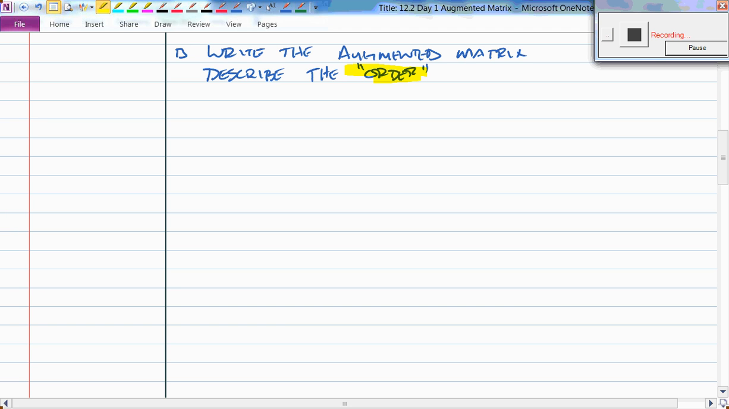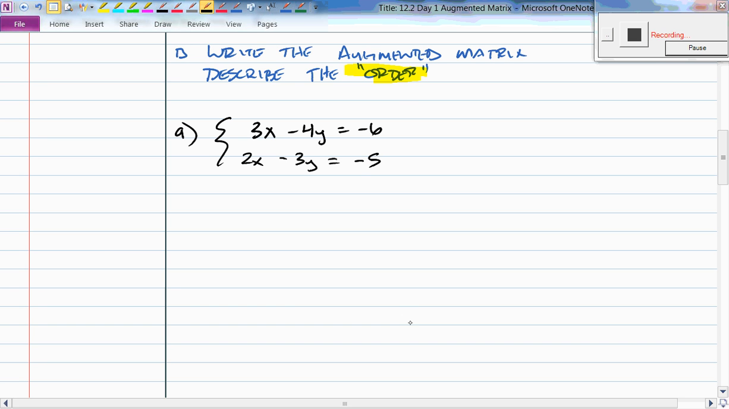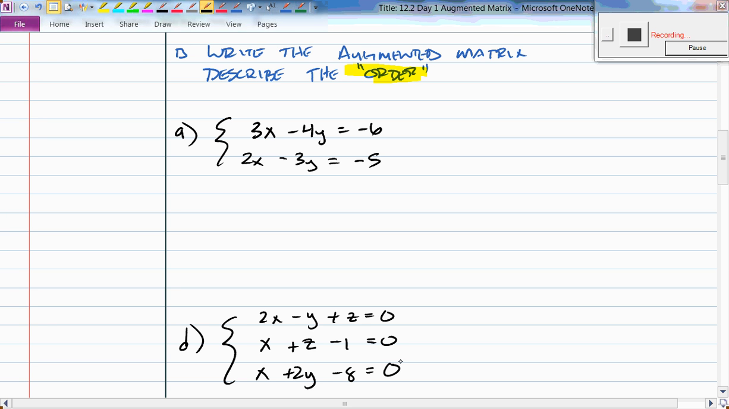All right, I'm going to give you two problems, problem A and problem B. We're going to write the augmented matrix and describe the order. Here's the first one, a system: 3x minus 4y is equal to -6, and 2x minus 3y is equal to -5. I want you to transform that into an augmented matrix and describe the order. Here's the second one: 2x minus y plus z equals 0, x plus z minus 1 equals 0, and x plus 2y minus 8 equals 0. Go ahead, take a moment, work with a buddy, and turn both of these into an augmented matrix, and then describe the order.